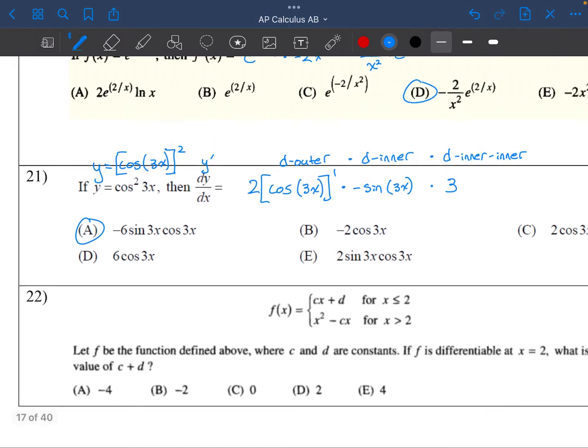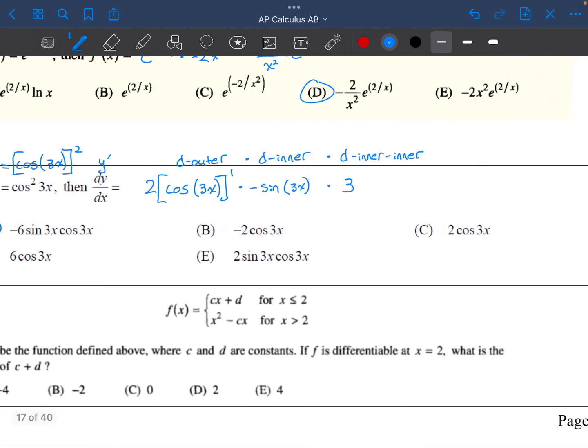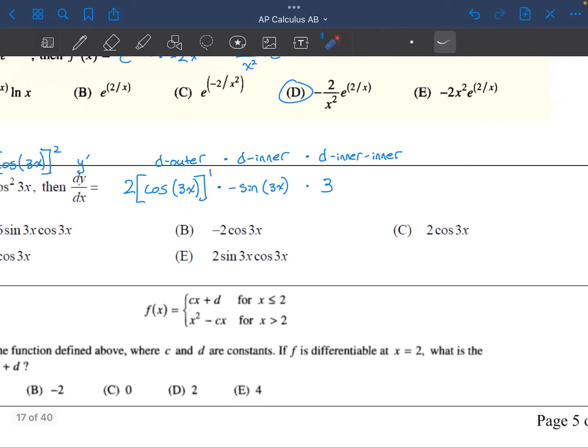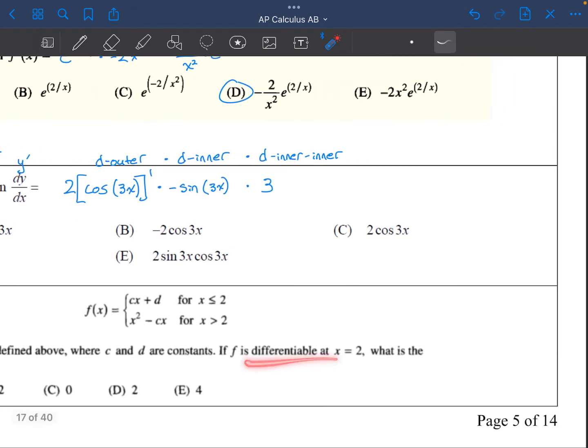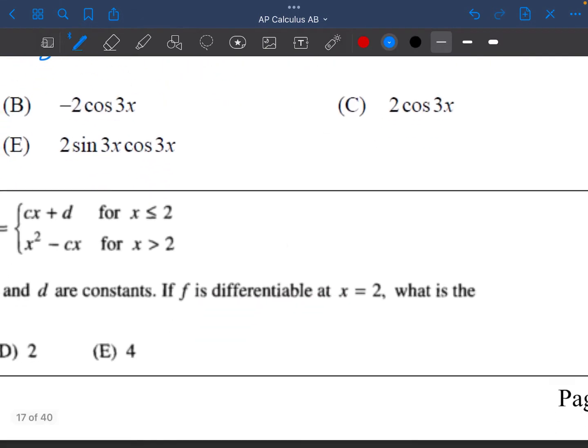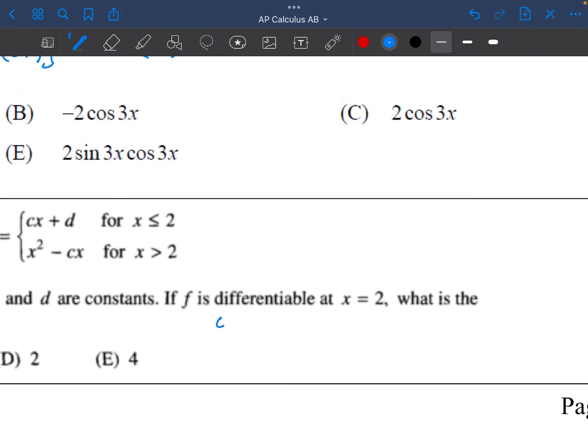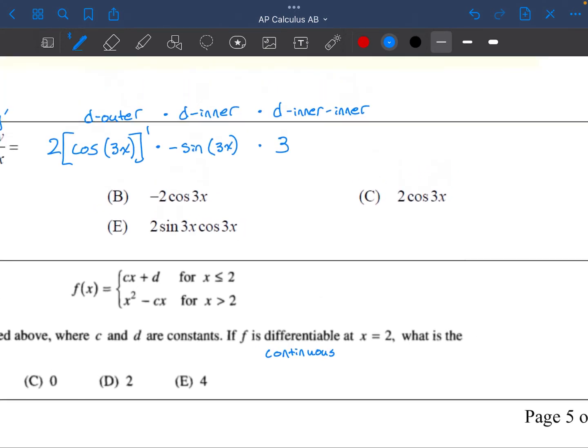Number 22. All right, the function is defined above. C and D are just some constants. Again, when you think of the word constant, that just means they're a number. And it's differentiable, and I'm trying to find the value of C plus D. When I see the word differentiable, that means 2 things to me. One, it means it's differentiable, and two, it means it is also continuous. So it's 2 things, which means we can use both the continuity test and the differentiability test. They're both basically the same test.